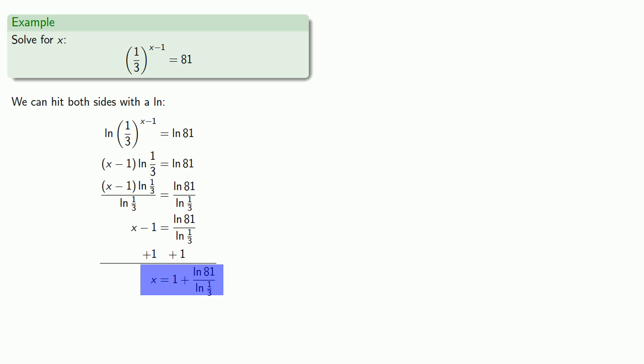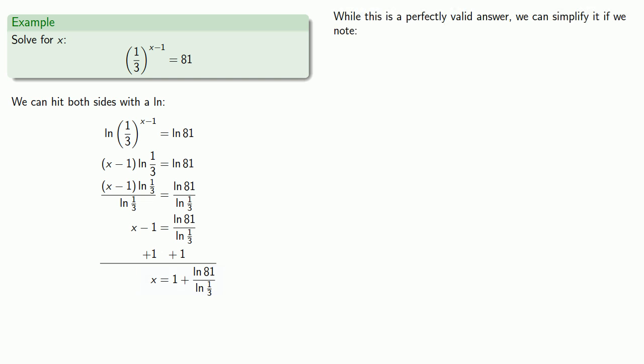While this is a perfectly valid answer, we can simplify it if we make the following observations. First, 81 is itself a power. It's 3 to the power 4. 1/3 is also a power of 3. It's 3 to the power negative 1. And this means we can do some simplification.